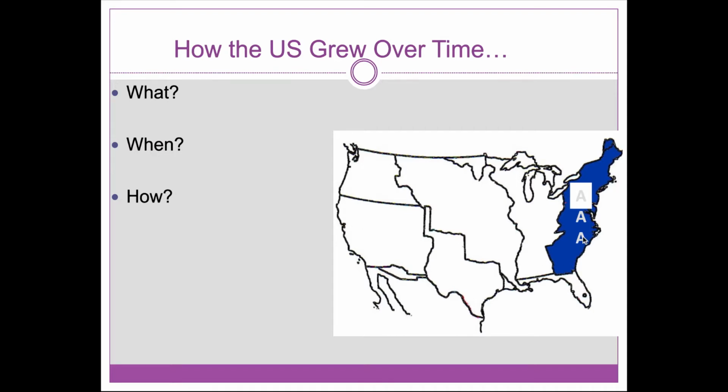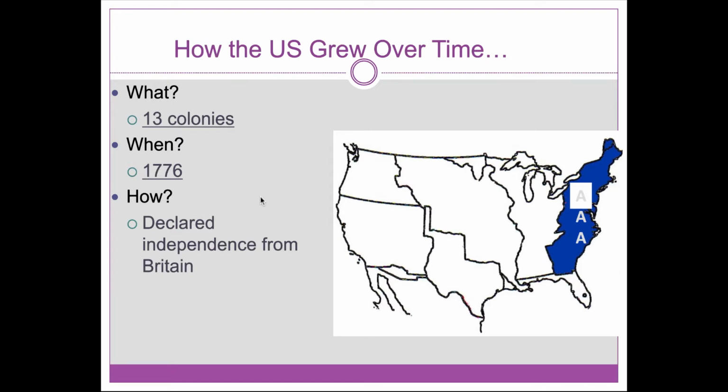So, starting off, the United States, 13 colonies. These were the original 13 colonies stretching from Georgia up to Maine. Our when is going to be 1776, so add that to the map. And the reason we're starting there is that is when the United States declared their independence from Great Britain. So the United States started out as that.